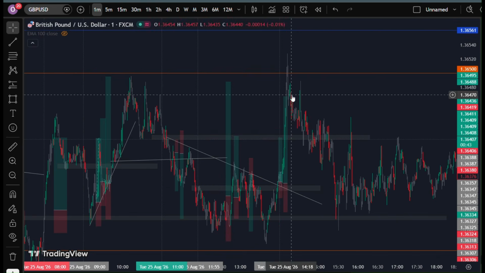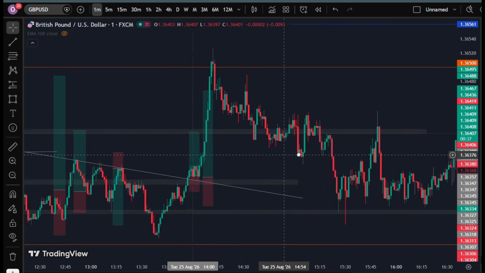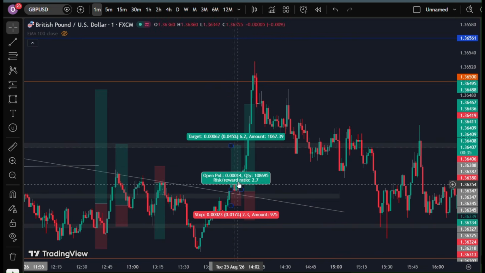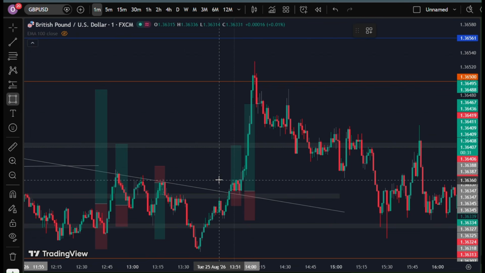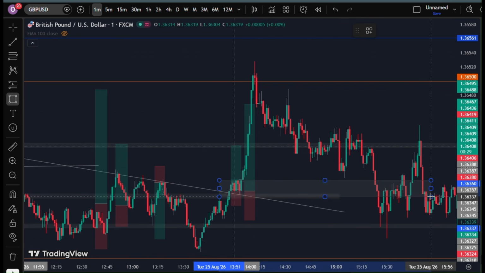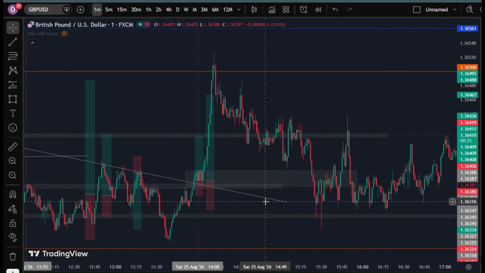So this is a resistance, and what did they do? They broke out of it. I knew that they are coming for this liquidity. There's liquidity here, you can see the liquidity. This other block was where they were going for. So I started looking for entries that were aligned to this other block.